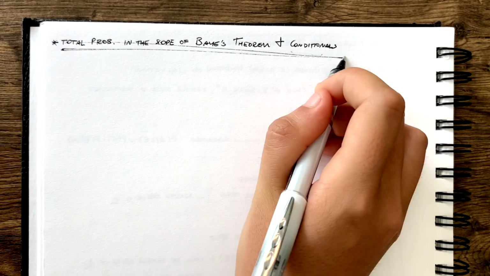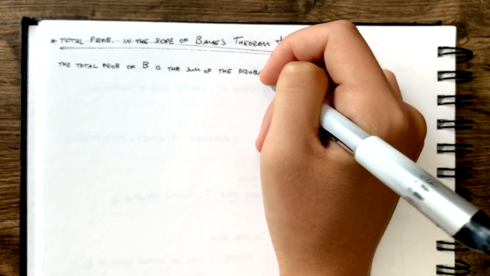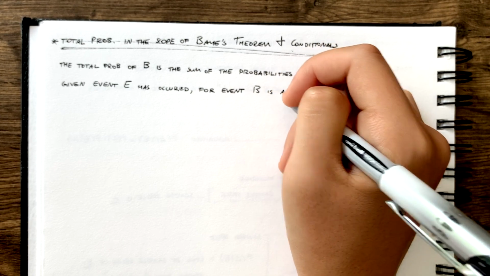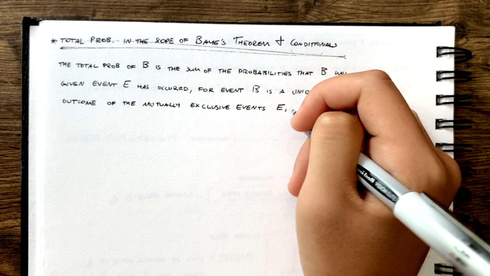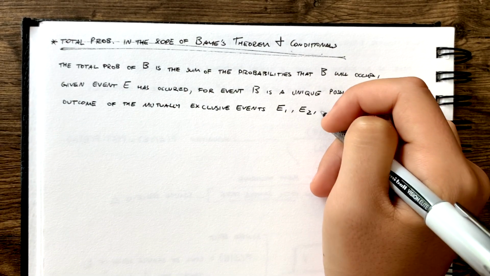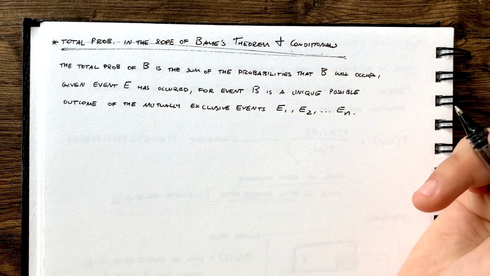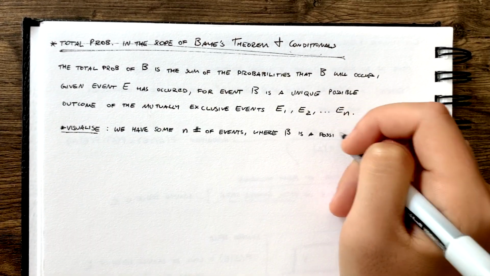Alright, let's move on and talk about the total probability in the scope of Bayes theorem and conditionals. We can say that the total probability of B is the sum of the probabilities that B will occur, given that event E has occurred, for some event B that is a unique possible outcome of the mutually exclusive events E sub 1, E sub 2, all the way to E sub n. And so if we want to visualize this, let's just say that we have some n number of events where B is a possible event.